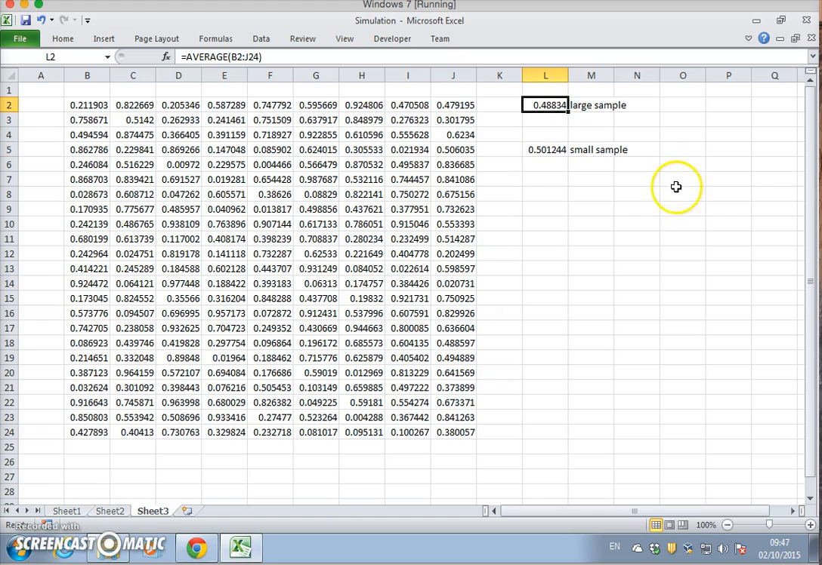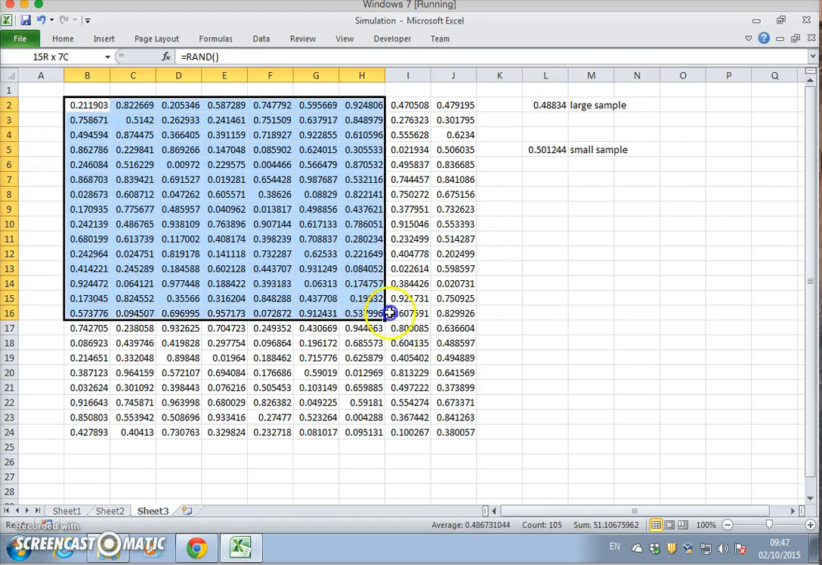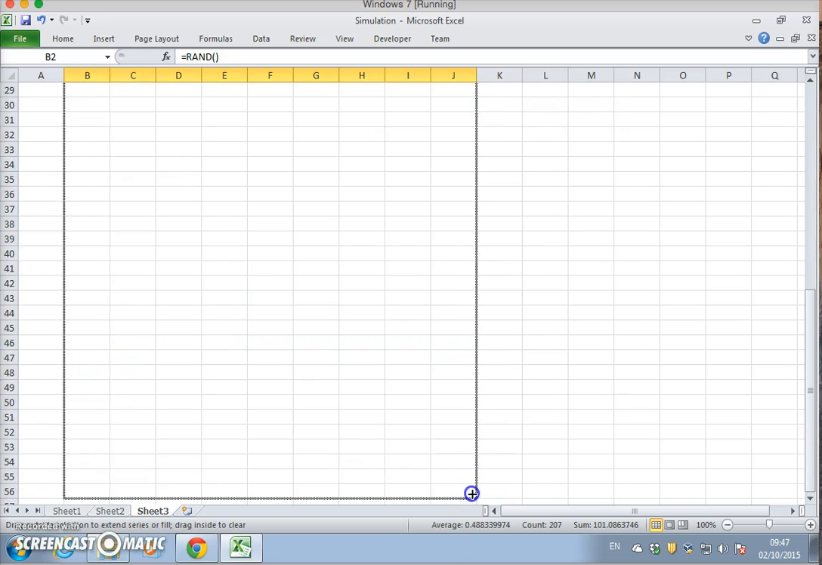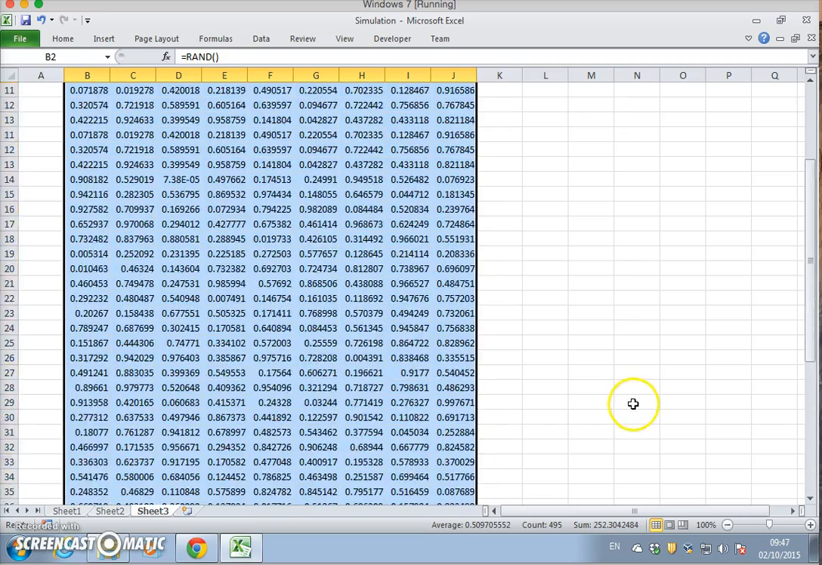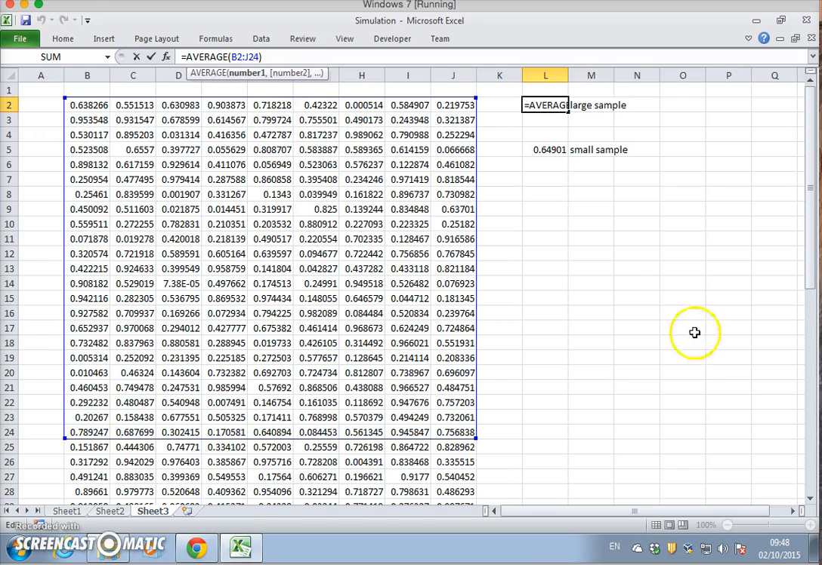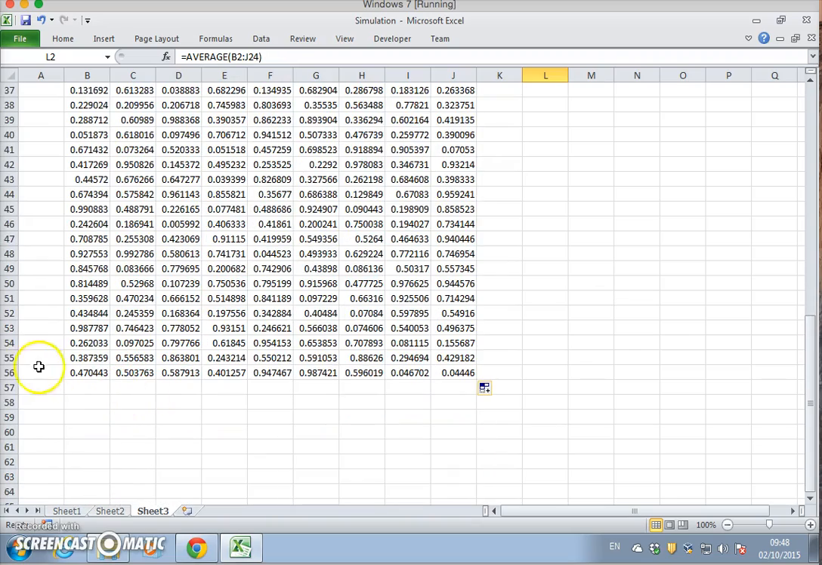The bigger the sample, the closer it gets. If we make the sample bigger again and work out this average value, so instead of going to 24, what if we went down to 56?